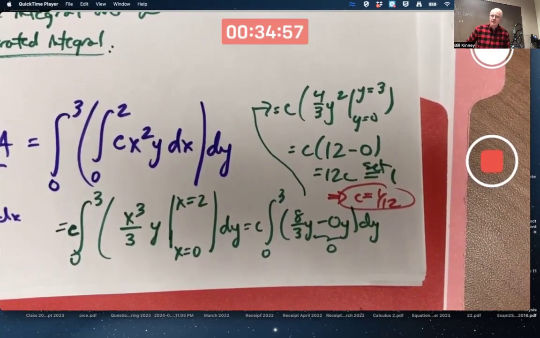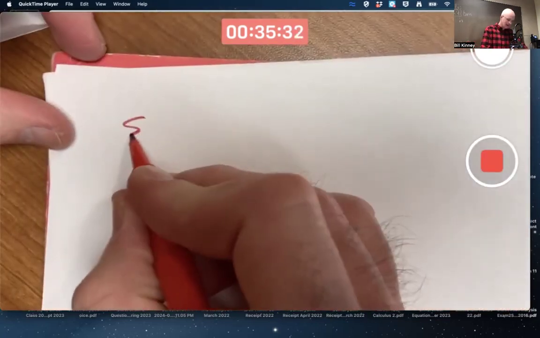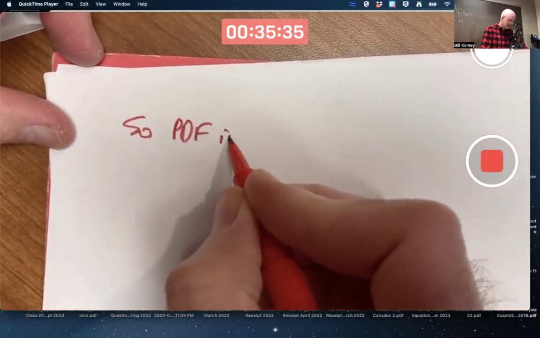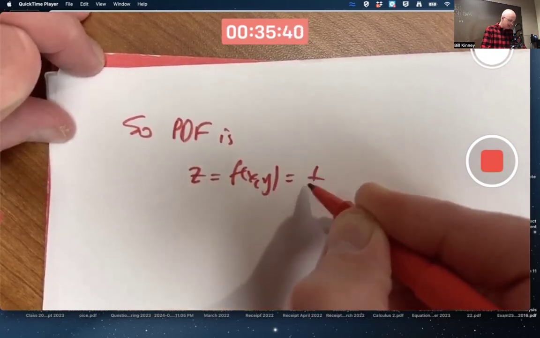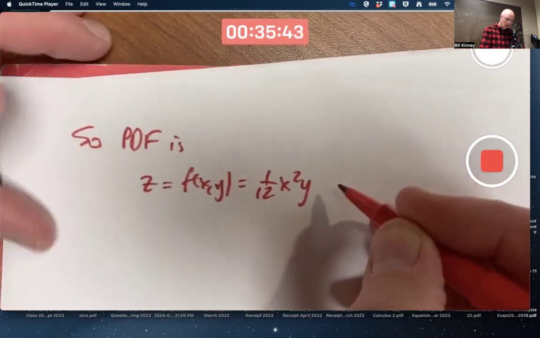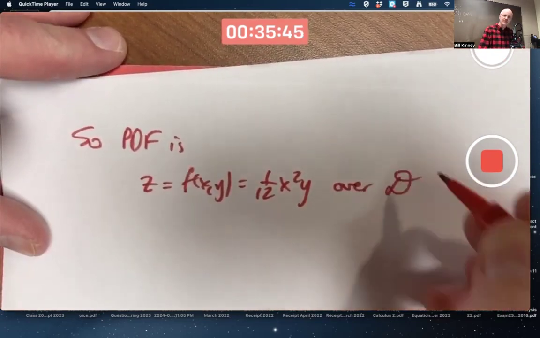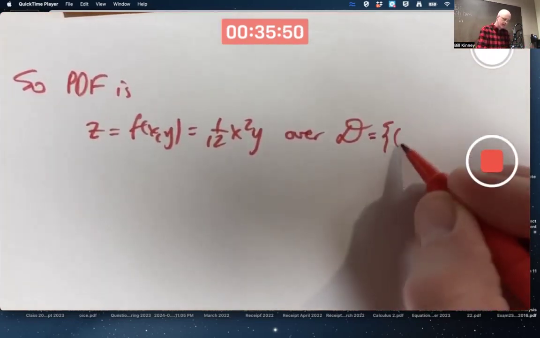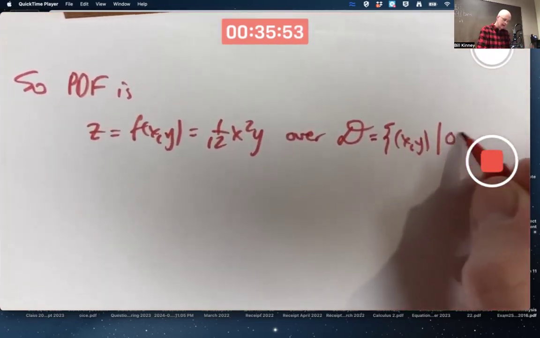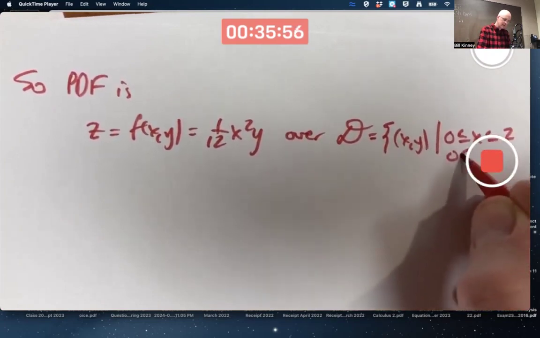In order for this to be a valid probability density function, you want the integral to be 1. That doesn't mean that integrals, double integrals, are always equal to 1. I'm choosing c so that the double integral equals 1. So the PDF is z equals f of x, y, c is 1/12, 1/12 x squared y. It is important to specify the domain. X is between 0 and 2, y is between 0 and 3.